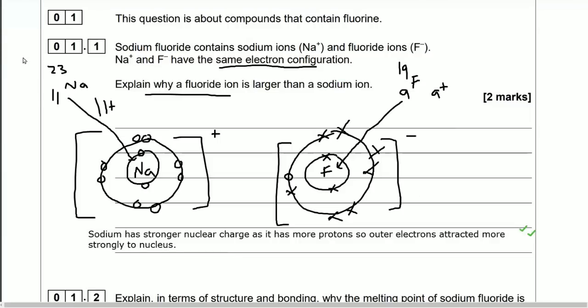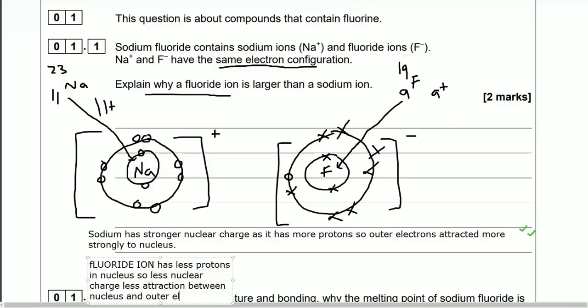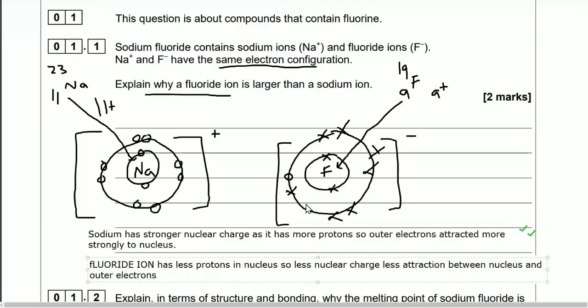Now, you can answer this in terms of sodium, but the question does specifically say explain why a fluoride ion is larger, so you might want to do this second sentence as your answer. Both are worth 2 marks, but this is more the mark scheme one, which is focusing on the fluoride ion and saying, well, it has fewer protons, so less nuclear charge, less attraction between the nucleus and the outer shell electrons. And there we go. Let's get on to 1.2.